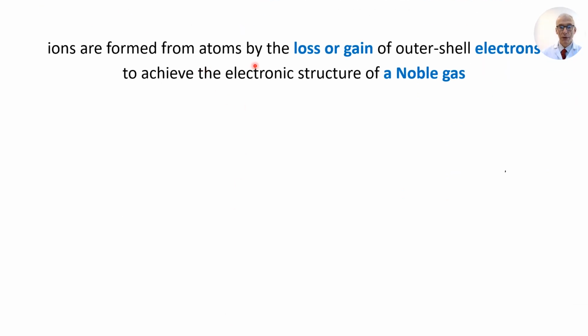So ions are formed from atoms by the loss or gain of outer shell electrons to achieve a noble gas structure or electron arrangement. These electron arrangements are stable. What's significant of the noble gases is they are unreactive. Their electronic structures are stable.